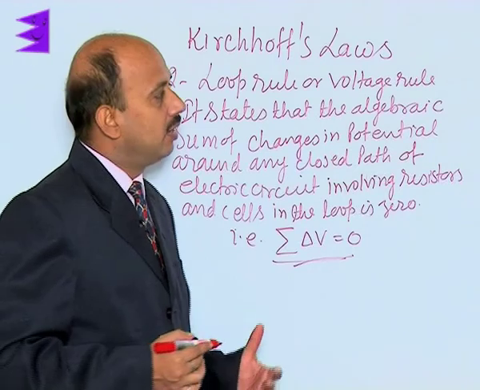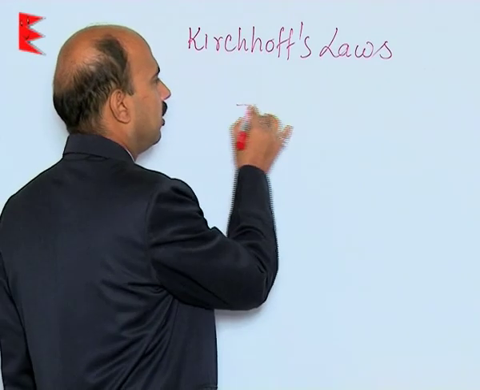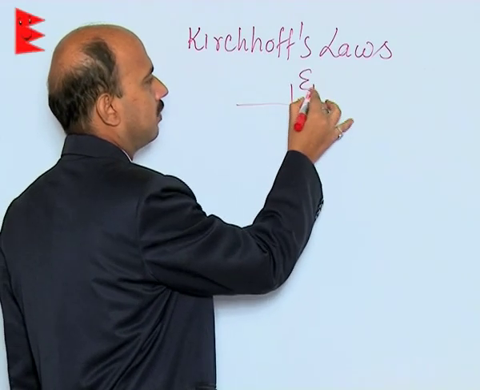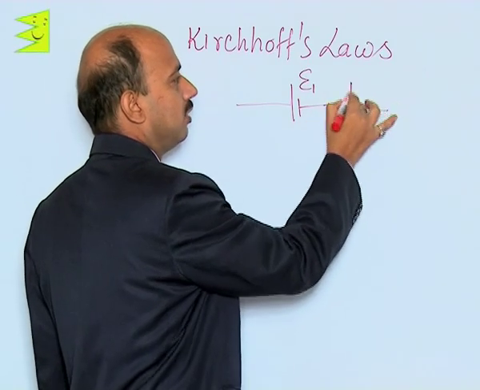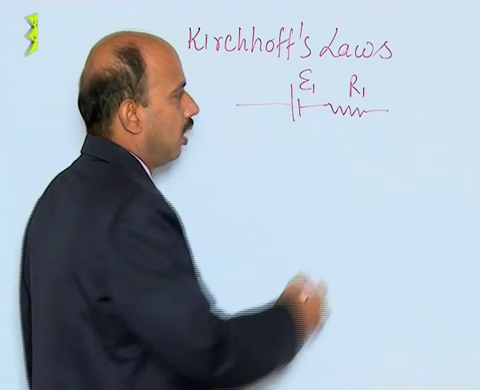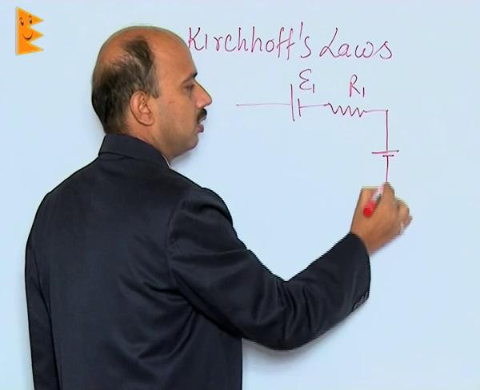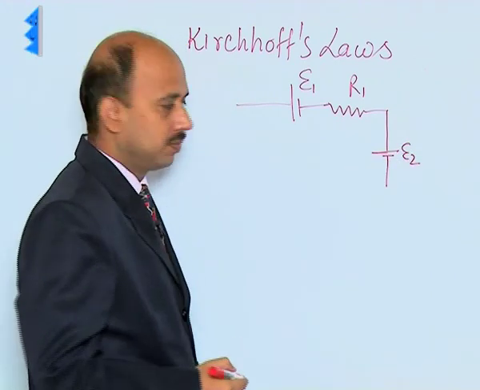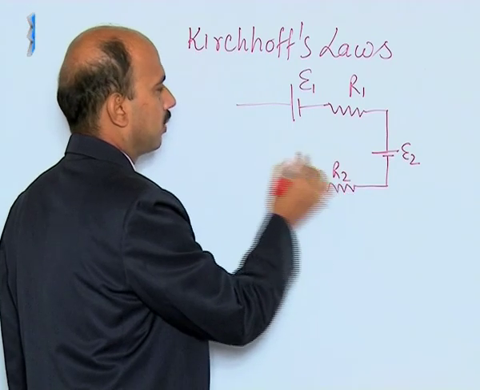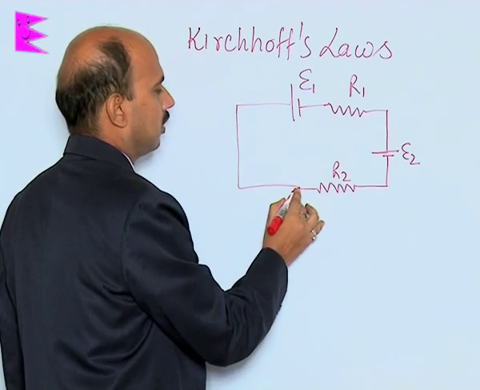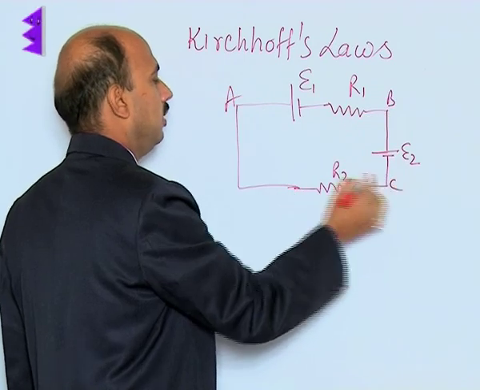So, let us understand this statement with the help of an example. Suppose we take a circuit like this. There is a cell of EMF E1, this one, and there is a resistance here, R1. Another cell we can take here like this, EMF E2, and we can take another resistance R2, and we join like this. So, this is a closed circuit. These are points A, B, C and D.